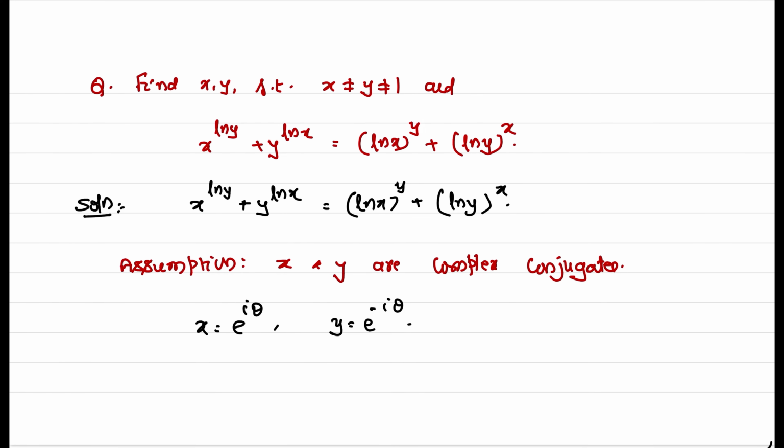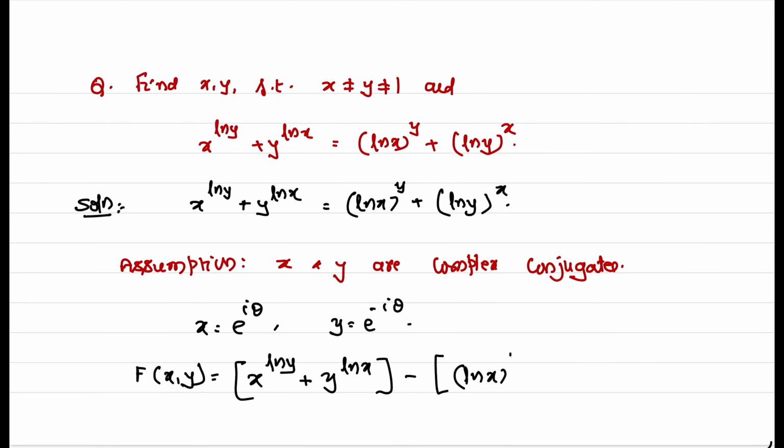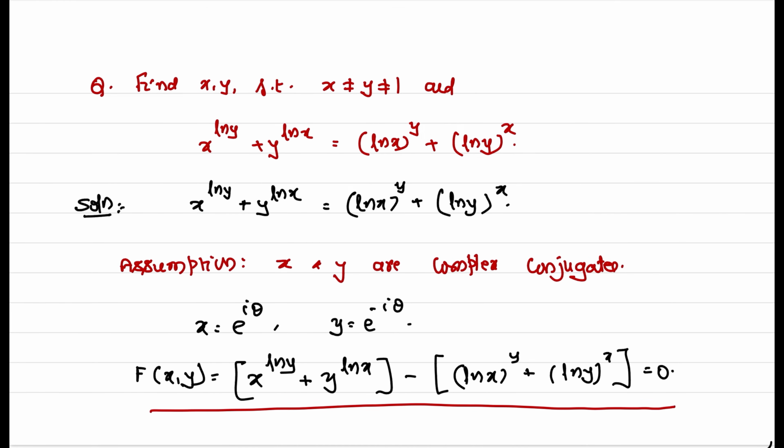What I require is, for solving, function xy is equal to x to the power of ln y plus y to the power of ln x minus, for a solution, this is what is required, ln x to the power of y plus ln y to the power of x is equal to 0. I want a solution for this equation. Function xy is equal to 0. This is what is required.